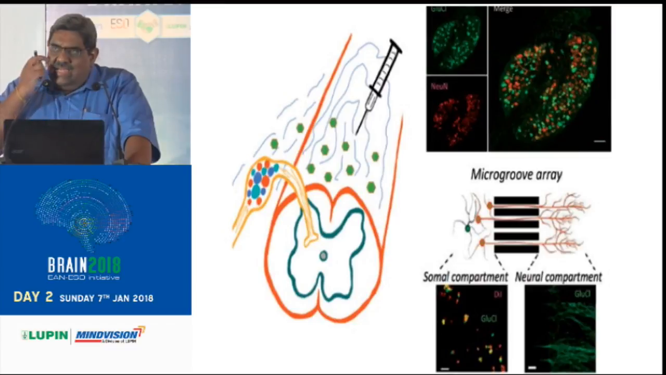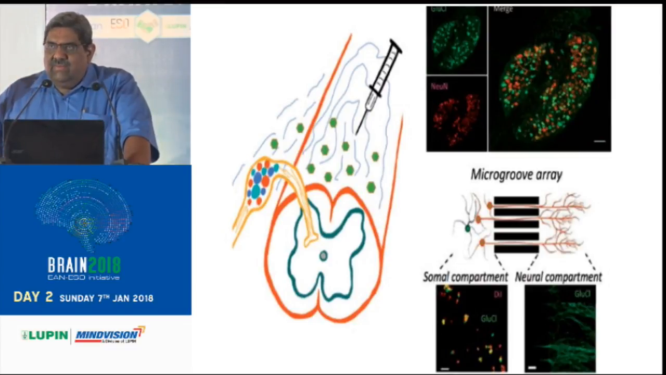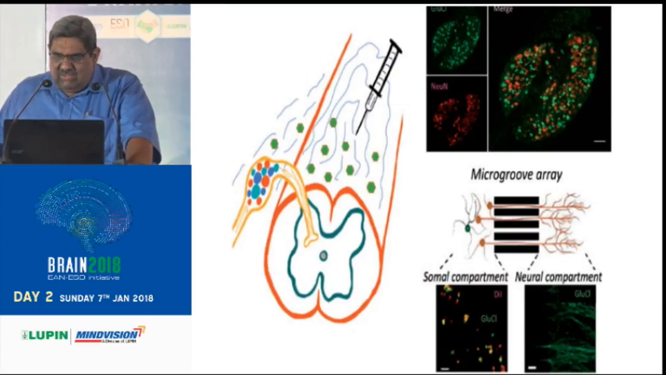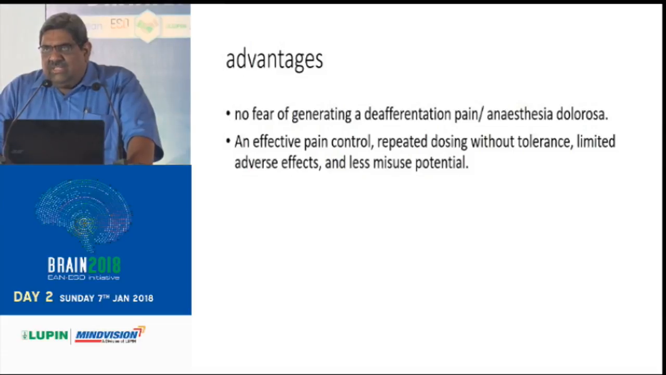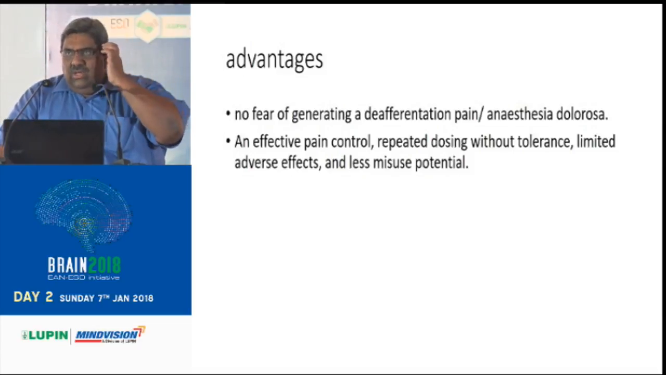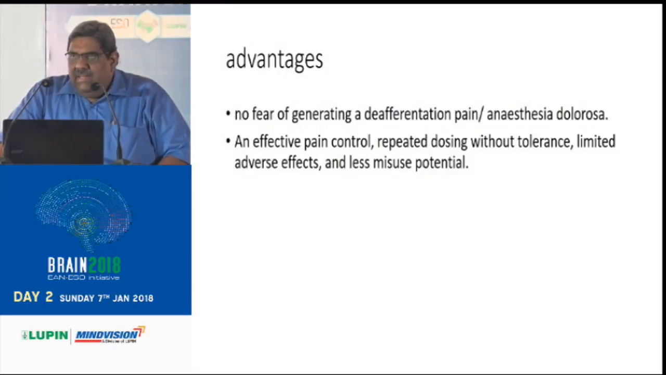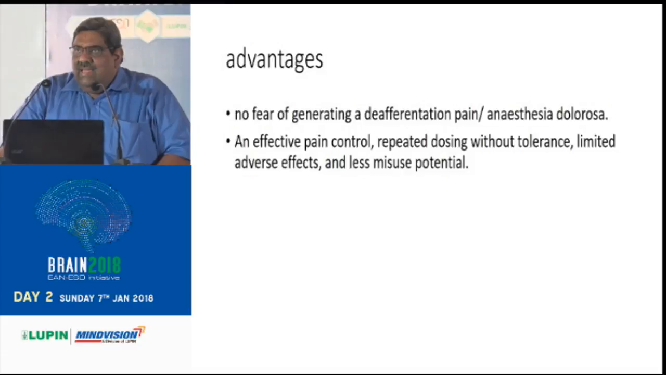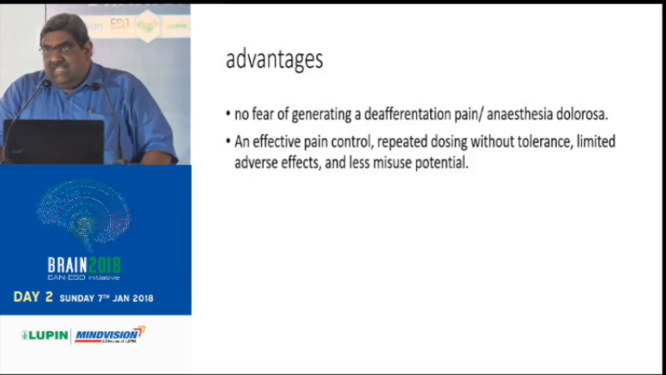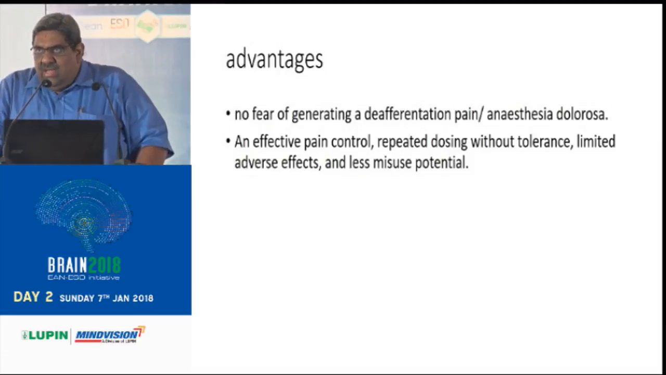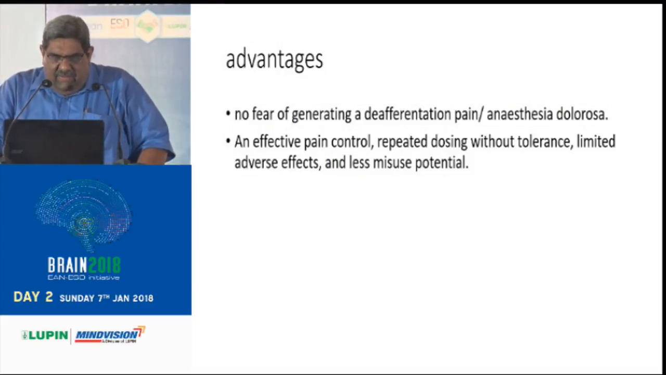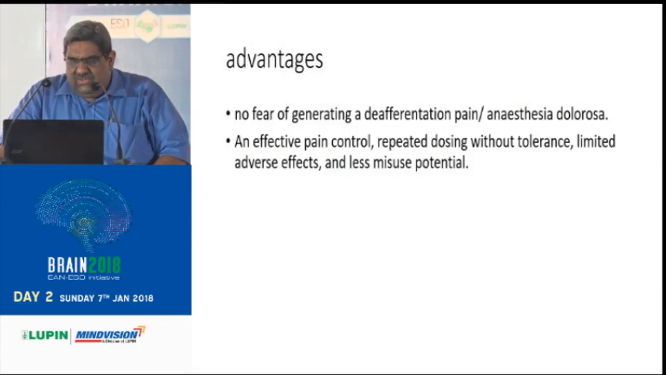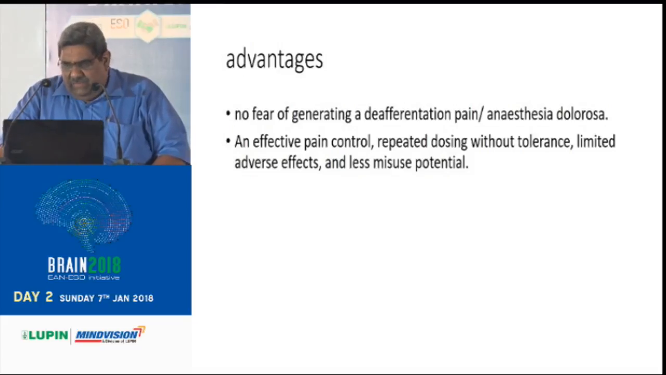What they do is give an intrathecal injection of the AAV virus carrying the glutamate chloride channel, and you can see that they are homing into both the soma as well as the neural compartment very effectively. Then challenging them with a systemic dose of ivermectin results in lowering the nerve traffic as well as increasing the threshold for pain, without tolerance. Even on repeated dosages, they were able to replicate these results. So there is no fear of generating deafferentation pain or anesthesia dolorosa, and there is effective pain control on repeated dosing without tolerance, limited side effects, and less misuse potential.